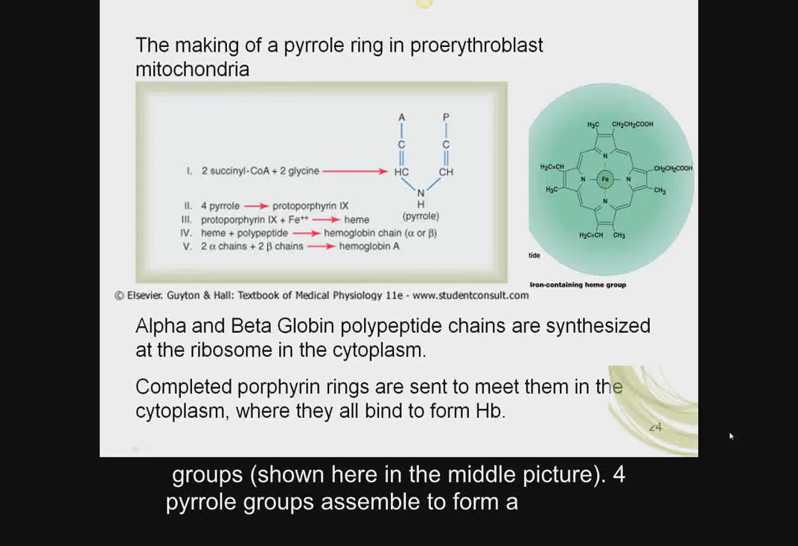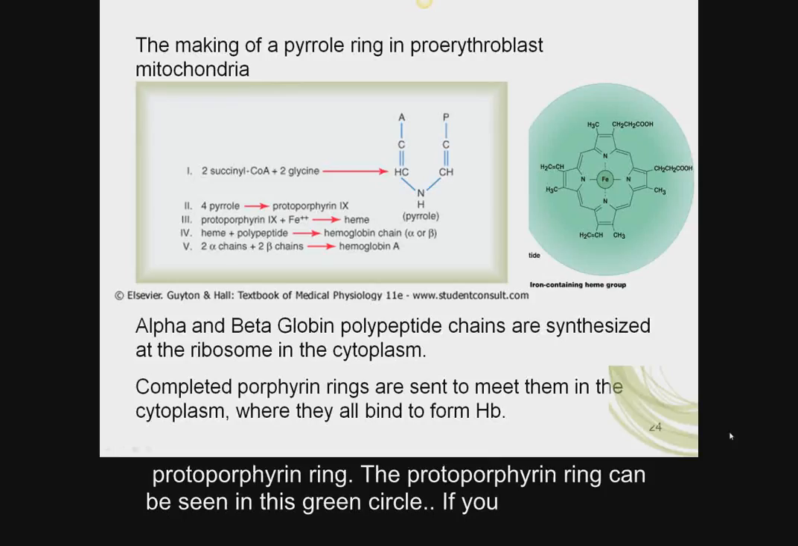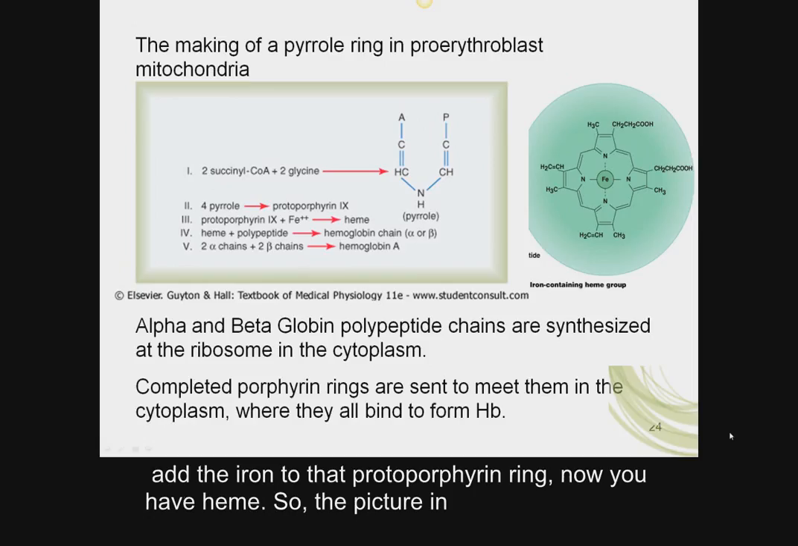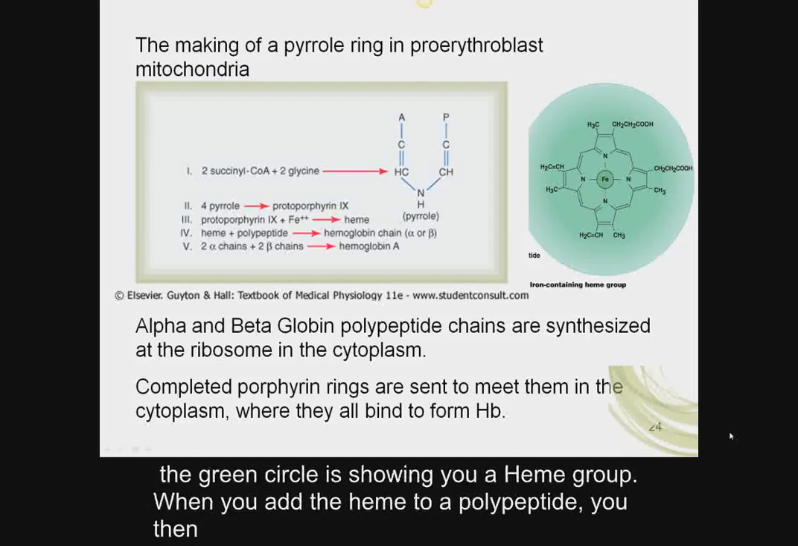4 pyrrole groups assemble to form a protoporphyrin ring. The protoporphyrin ring can be seen in this green circle. If you take the iron out of the center, you would have that protoporphyrin ring. And when you add iron to the ring, now we can call this heme. So the picture in the green circle is really showing you heme.